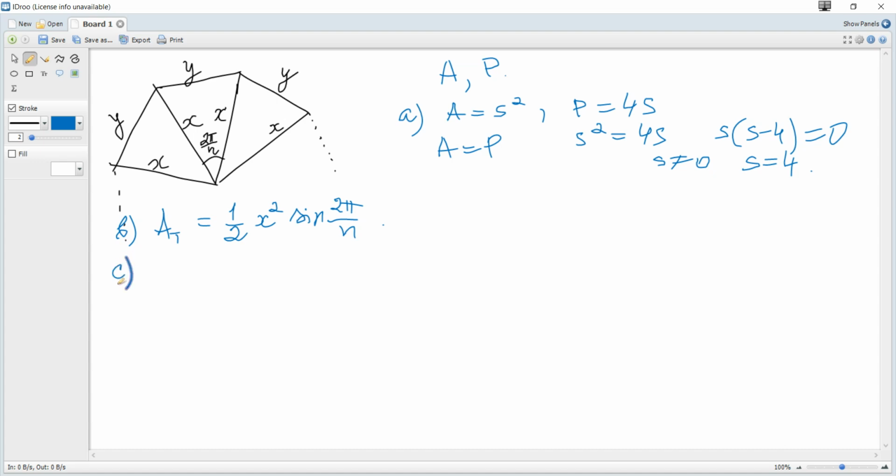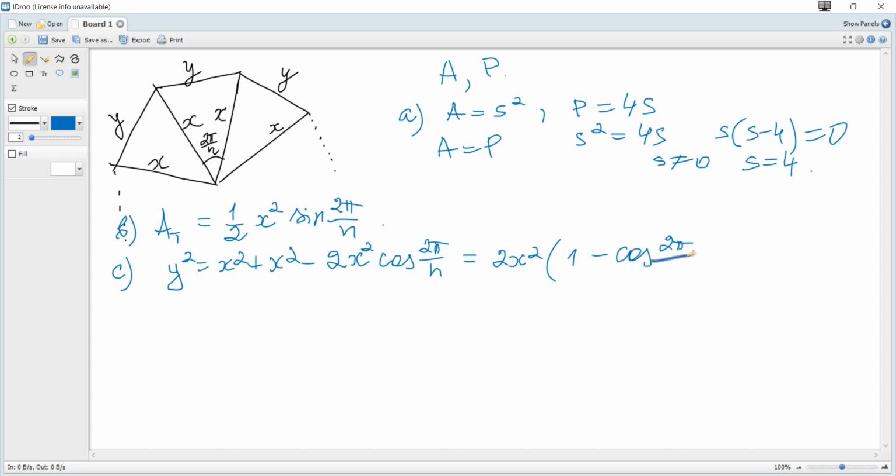Next, show that y is 2x sine of pi over n, 2 marks. So we need y. We can apply the cosine rule, you may apply another rule, to represent y in terms of x and n. Using the cosine rule, y squared is x squared plus x squared minus 2 times x times x times cosine of 2 pi over n. We can factor out 2x squared, and hence we get 2x squared multiplied by 1 minus cosine of 2 pi over n.